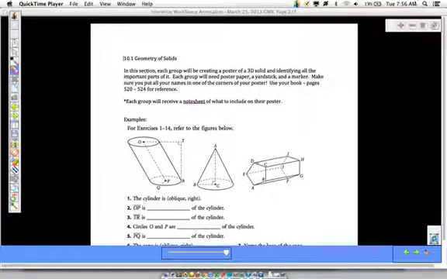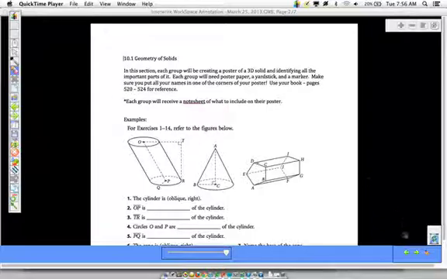This is section 10.1, our first section of chapter 10. We're talking about three-dimensional solids. So in class, you are supposed to read with your group pages 520 to 524, because in this section we're just becoming familiar with the different parts of three-dimensional solids. So go ahead and take some time to read pages 520 to 524.